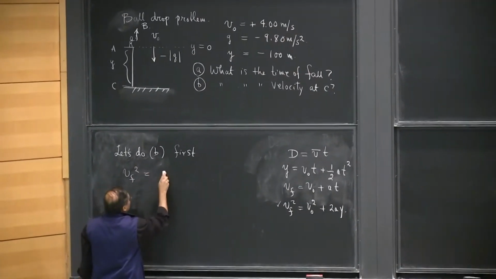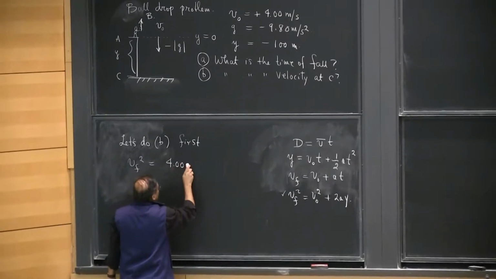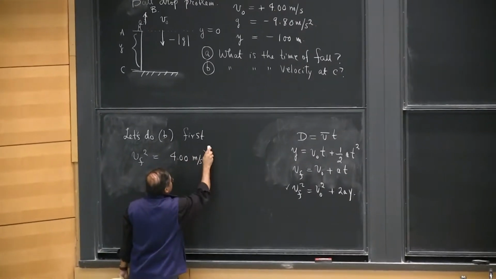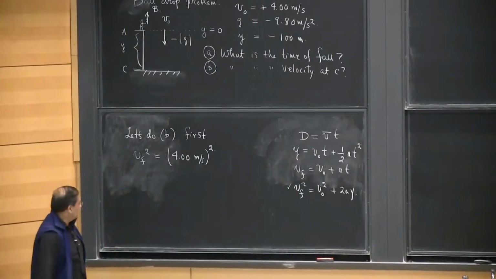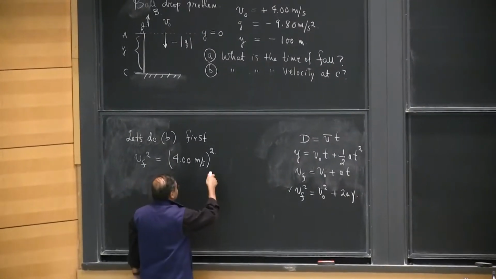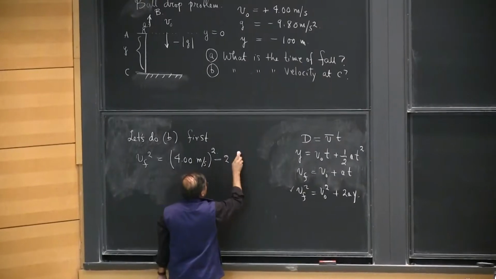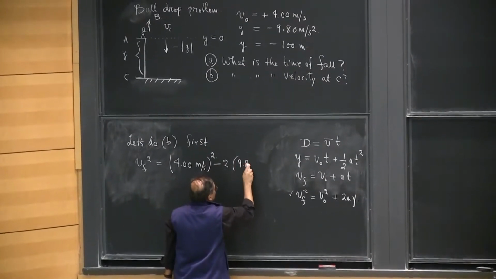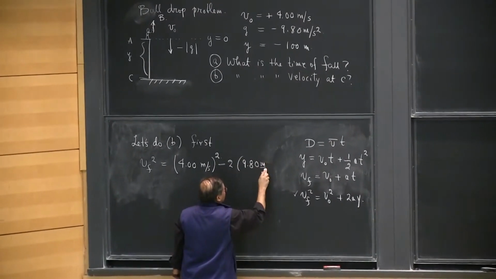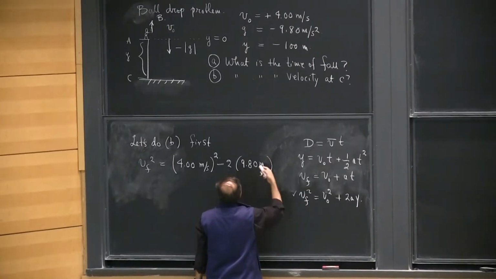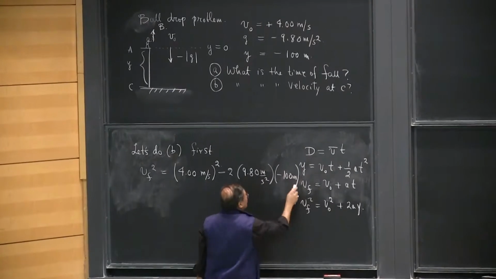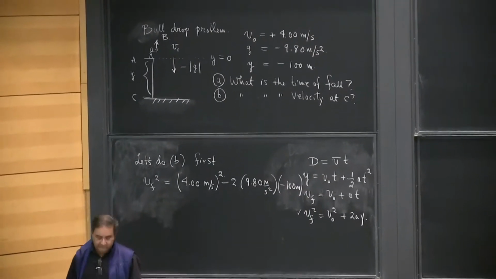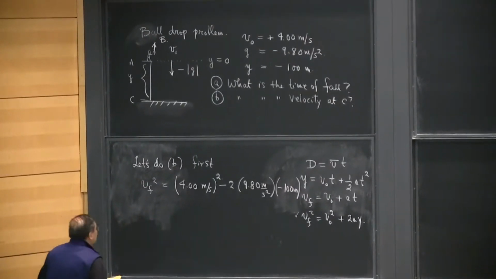So v final squared, that's the velocity at C, is what I'm after. V0 squared is going to be 4.00 meters per second squared, because that is the initial velocity with which it's being thrown up. And then you have g acting downward, so minus 2 times 9.80 meters per second squared. And y is 100, that's also minus. So these are the quantities that I have.